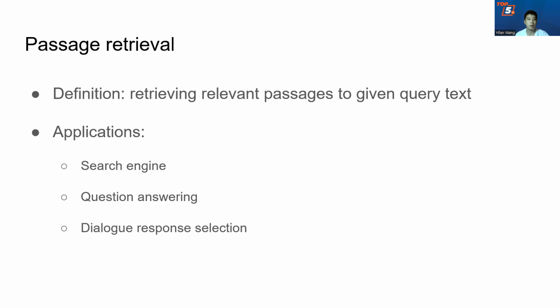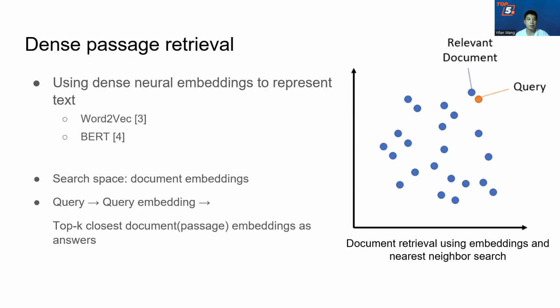First, passage retrieval means to retrieve the relevant passages to a given query text. The typical application is a search engine. So you type in some query keywords, and the search engine will return you the relevant documents.